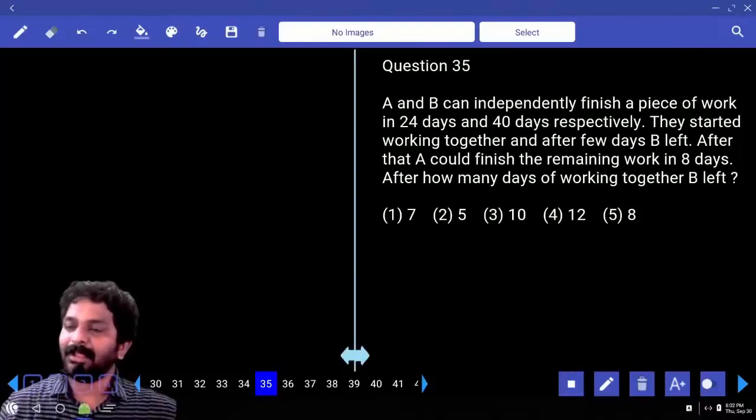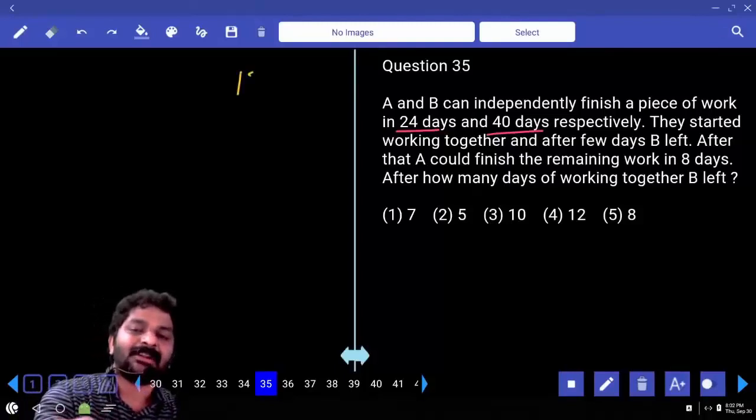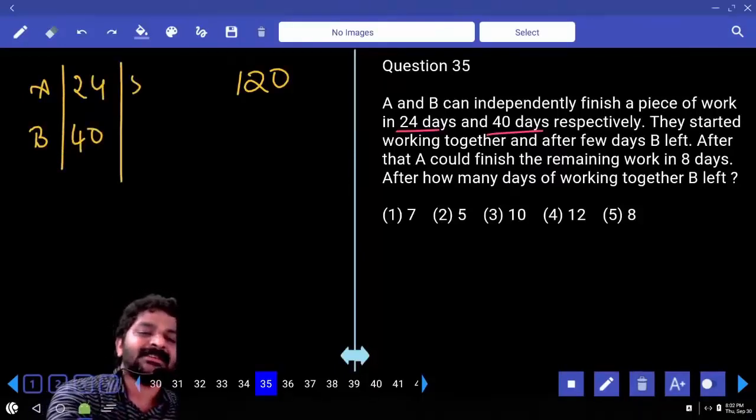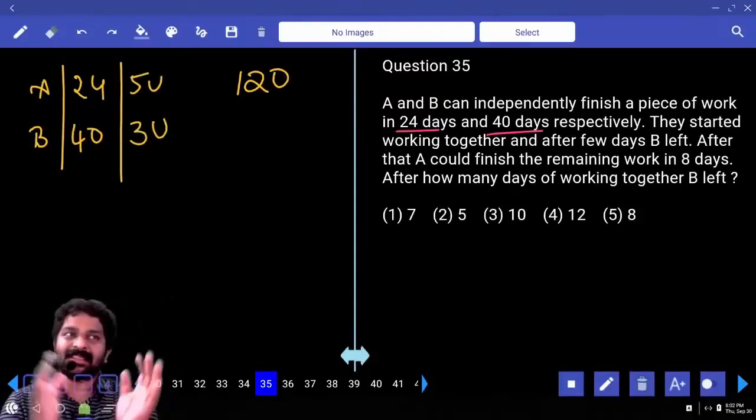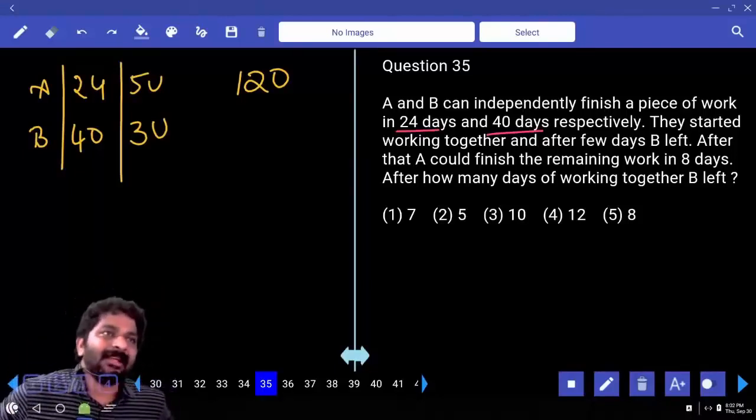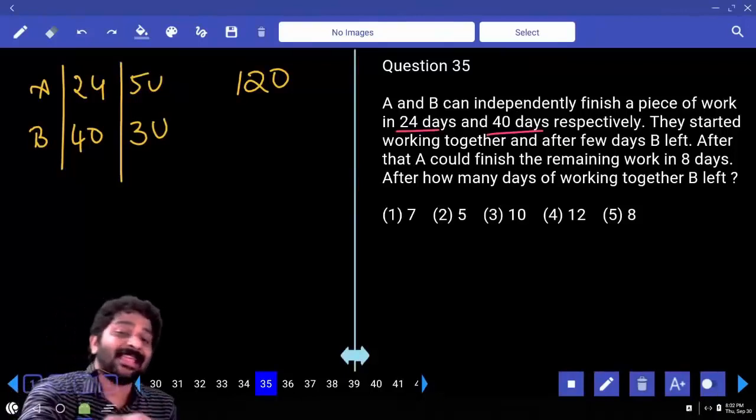Okay. Now the LCM of 24 and 40 is 120 only. A can complete the work in 24 days. B can do it in 40 days. So per day A can do how many units? 5 units. B 3 units. Both started together and did some work, and we don't know how much. But after a few days B left and A completed the remaining work in 8 days. In 8 days how many units can A do? 8 into 5, 40 units.